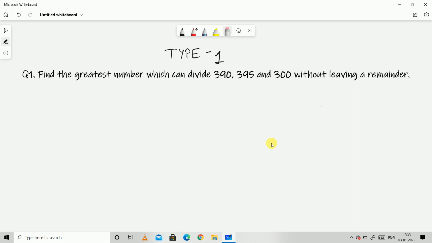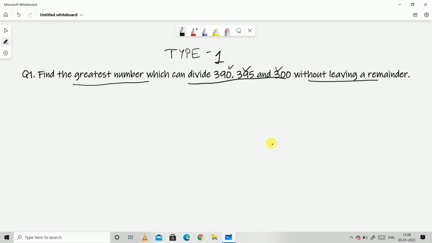So let's begin. This is type 1, the very basic question: find the greatest number which can divide 390, 395 and 300 without leaving a remainder. A number which can divide some given numbers without leaving a remainder is going to be a factor of the numbers. That is understood, right? And since it is going to divide all three of them completely, it is going to be a common factor of these three numbers, and also it has to be the greatest.